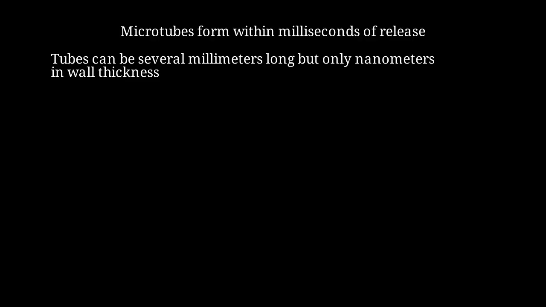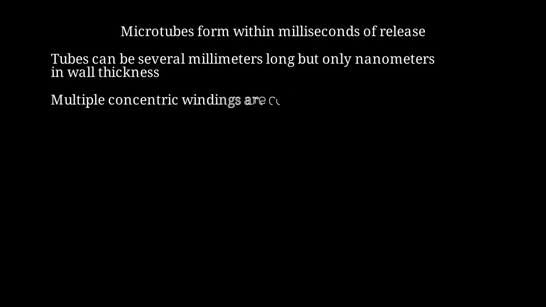What do we actually see in experiments? Let me describe some key observations. The rolling process is extremely fast. Once the sacrificial layer is etched and the membrane is released, it rolls up within milliseconds. The resulting tubes can be several millimeters long, but the wall thickness remains just a few nanometers. This extreme aspect ratio is unique to nanomembranes.